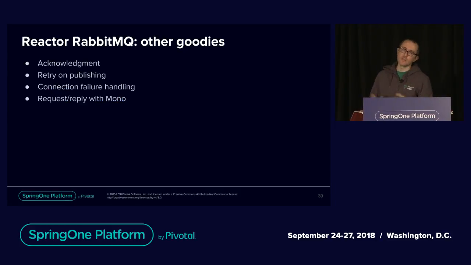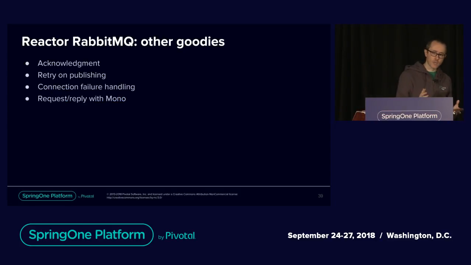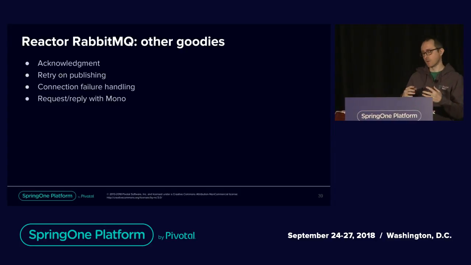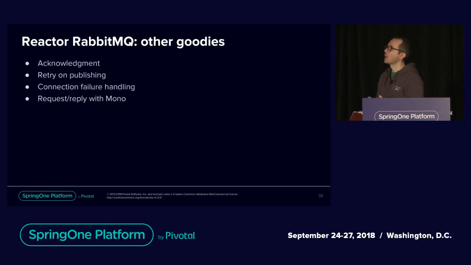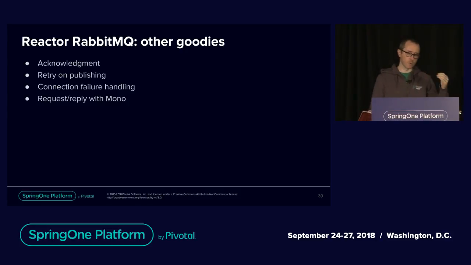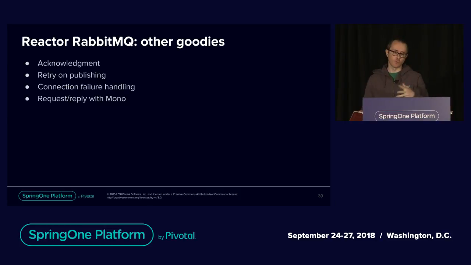Other goodies in terms of consumption: we support different flavors of acknowledgement. The previous example was with only automatic acknowledgement, but we support all the options supported in RabbitMQ. There are features like retrying when something fails in publishing. If your network is flaky, connection failure is handled. And there's also RPC, request reply, with the Mono Reactor API.